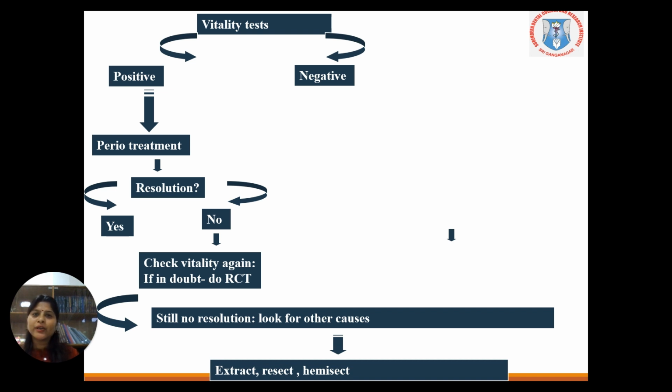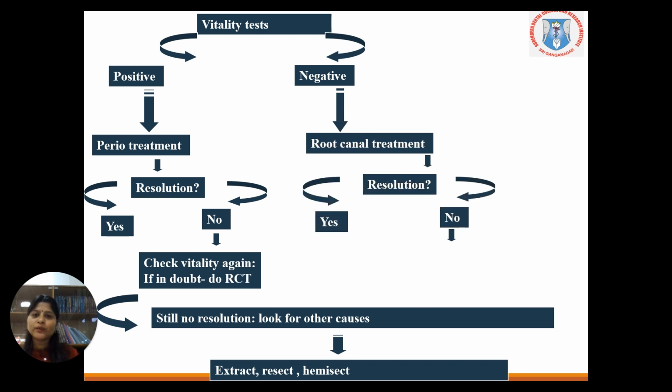If it is a non-vital tooth, go for root canal treatment. Then if it is resolved, it is okay. If not resolved, check again for the periodontal condition. Still not resolved, go for extraction or resection or hemisection. So this is how we proceed with an endo-perio lesion case, and I hope it is clear.